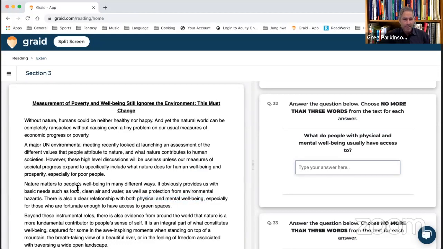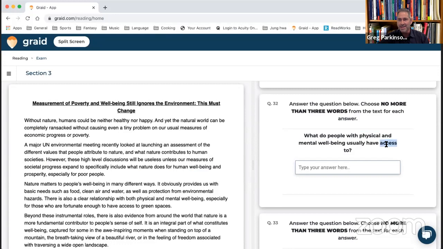And I'll read out that sentence beginning there. So again, when you find what you think are the keywords in the text, just do it step by step, read that one sentence, and hopefully that sentence will have an answer for you. So there is also a clear relationship with both physical and mental well-being, especially for those who are fortunate enough to have access to green spaces.